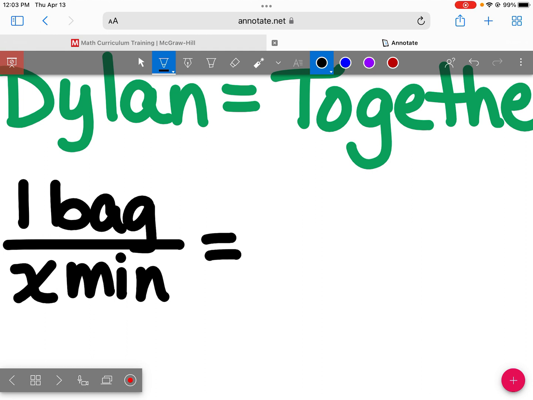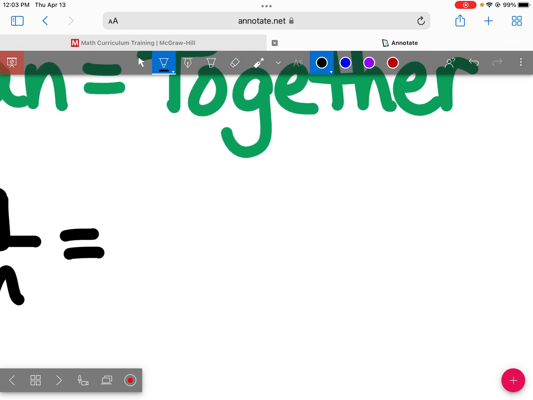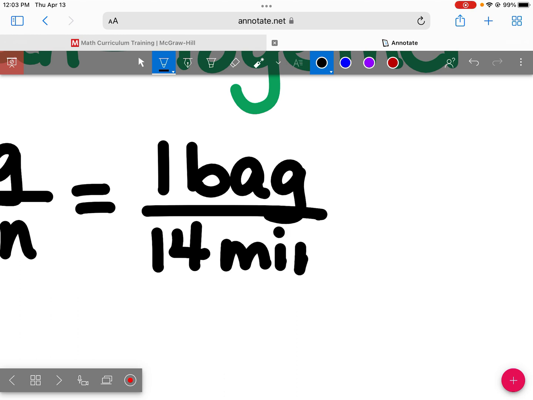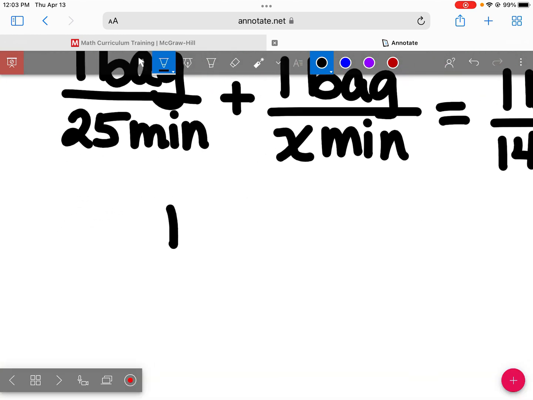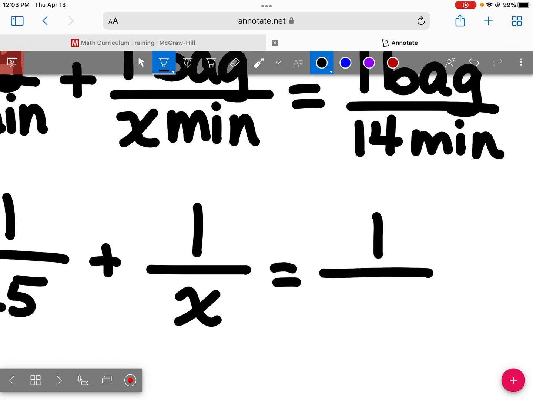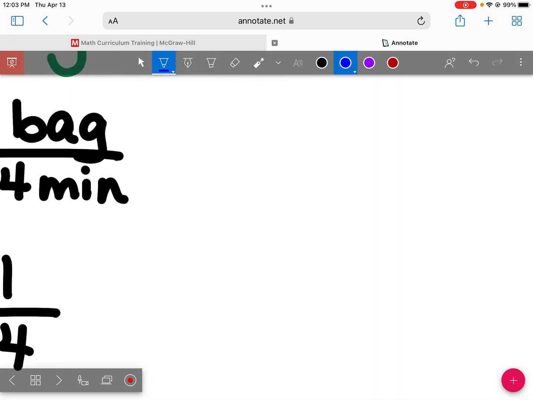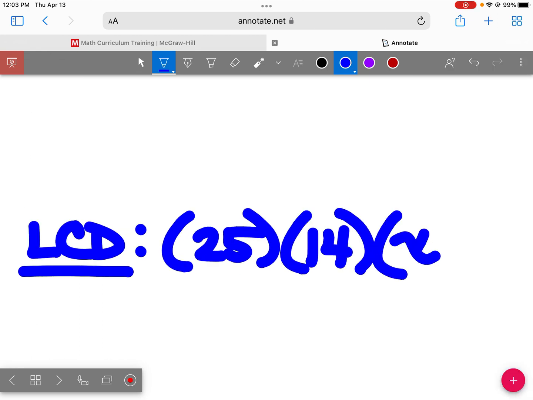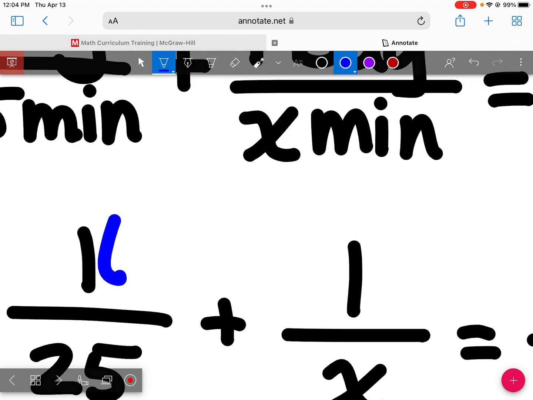What is the rate if they eat the Cheetos together? 14 minutes. So what's the rate? 1 bag over 14 minutes. All right, so I have 1 over 25 plus 1 over X equals 1 over 14. What is my LCD? 25, 14, and X. Multiply each fraction by 25, 14, and X.